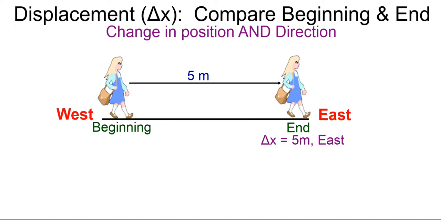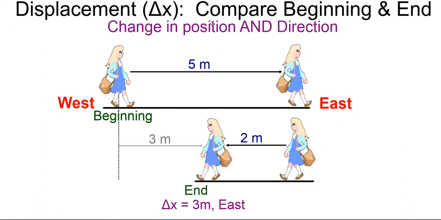Now she turns around in the same trip and comes back a ways. Now she walks 2 meters back. Now she's no longer 5 meters east, is she? Where is she? Well, she came back 2, so now she's 3 meters, and she's still east of where she started, isn't she? So again, with displacement, we're comparing beginning and end. So she is now 3 meters. See it right there? She's 3 meters east of where she started.